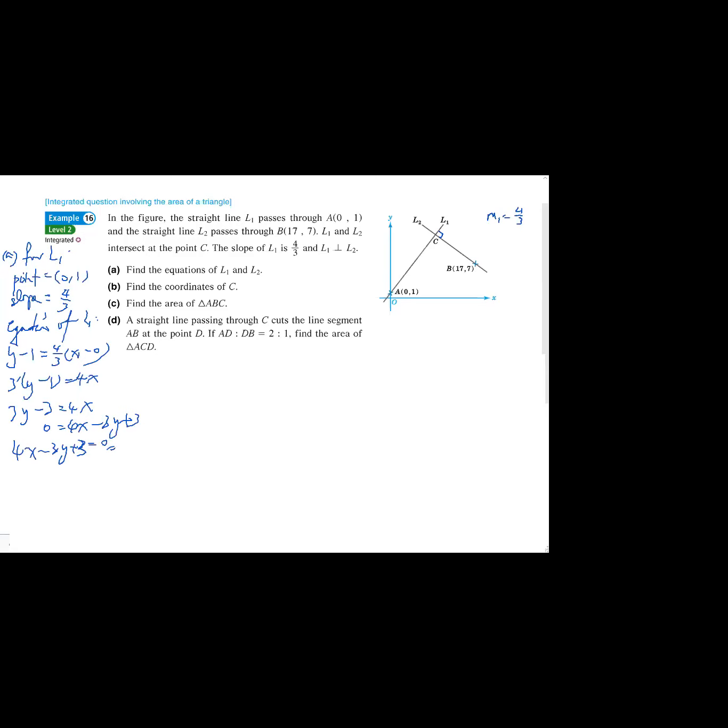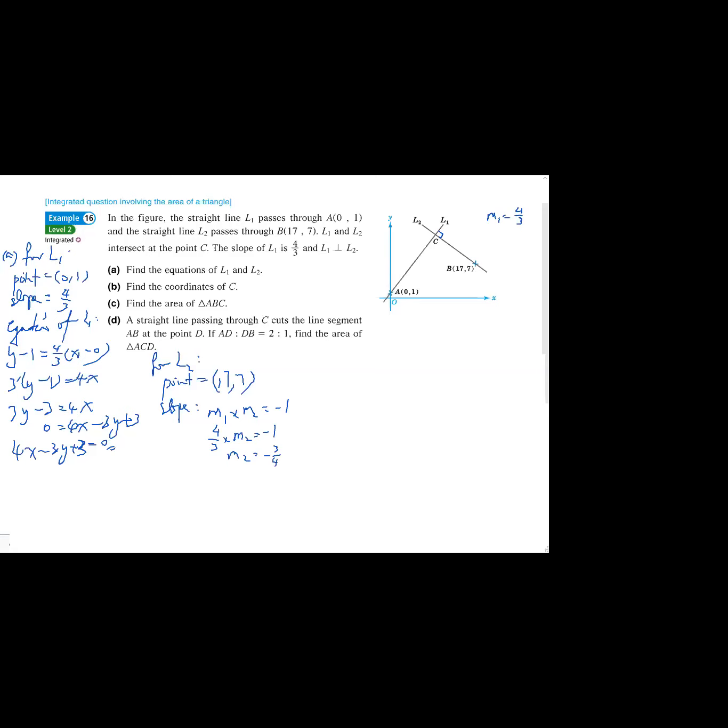So that is the equation of L1. And then for L2, we have the point to be point B. Point B is (17, 7). The slope is not given directly, but it is given that L1 is perpendicular to L2. So in our mind, we should bring out this equation immediately: M1 times M2 is equal to -1. We have already found M1 to be 4/3, so 4/3 times M2 is equal to -1, which means that M2 is -3/4.